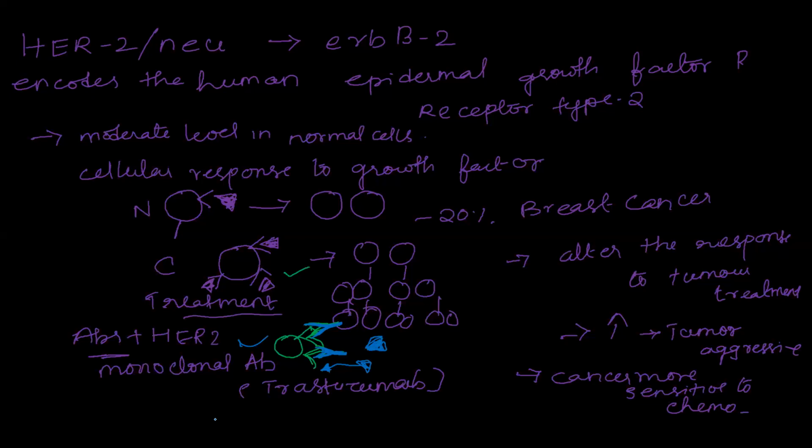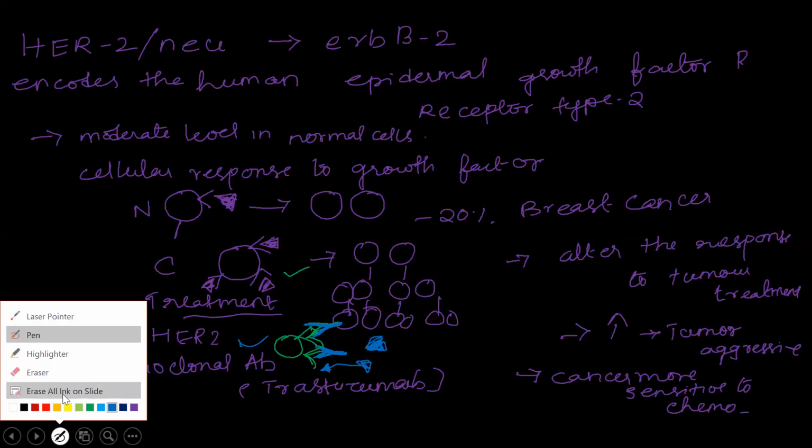And speaking about the treatment, it has to be mixed with the monoclonal antibody. It will not allow the binding of the genes to the receptor, so there will not be any cell division. Okay, now let's go to the next gene. The next gene will be RAS.